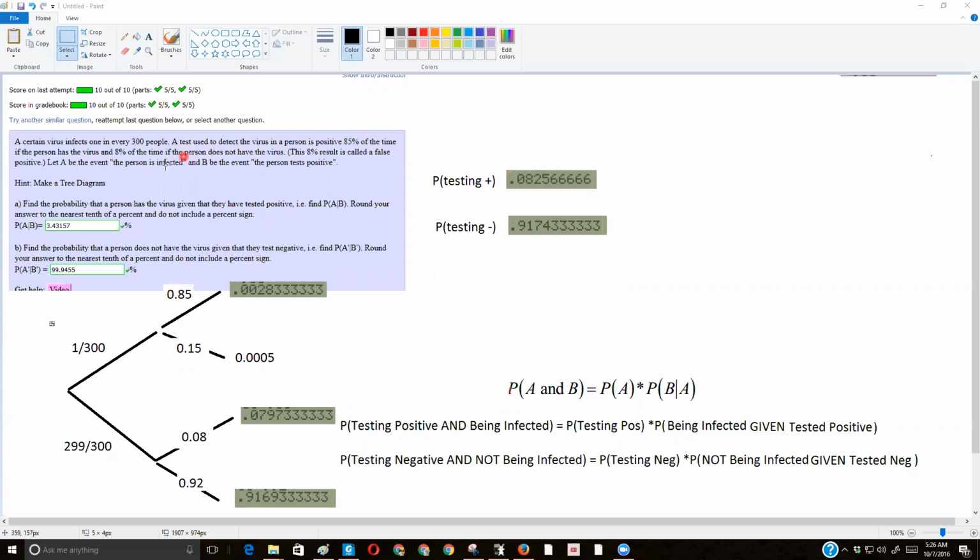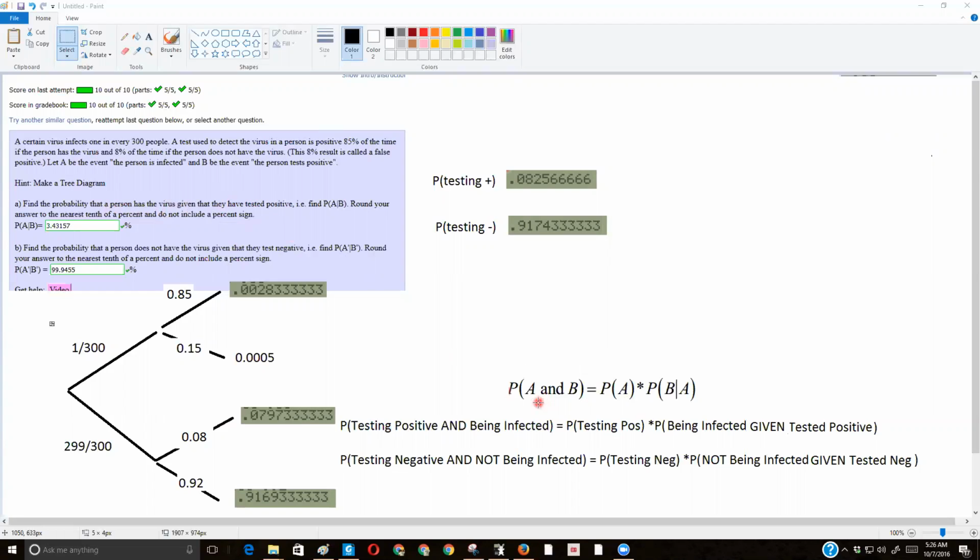Then they go on to say in the problem that 8% of the time, a person will test positive if they aren't actually infected, so it's a false positive. So here's the they don't have the virus branch. 8% of the time they'll get a positive test result, and 92% of the time they will not. So I subtracted that from 1. And now we have to find the probability that the test will be accurate: somebody will actually have the virus and test positive, given that they tested positive.